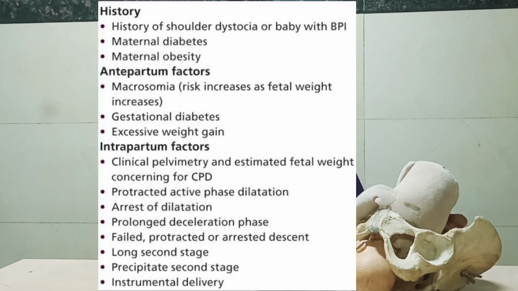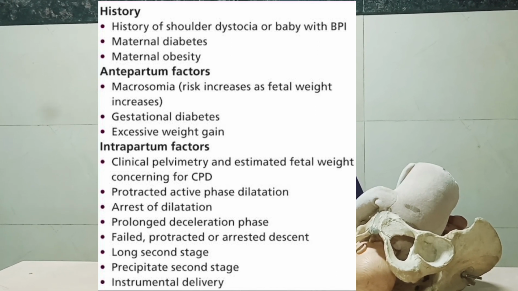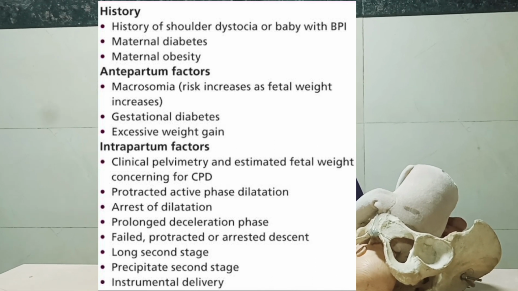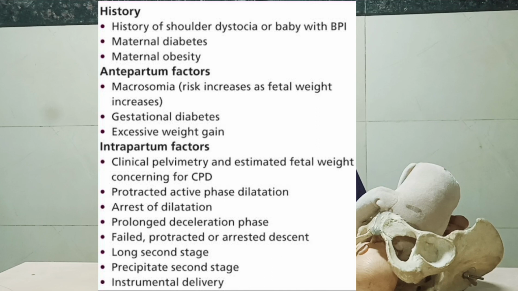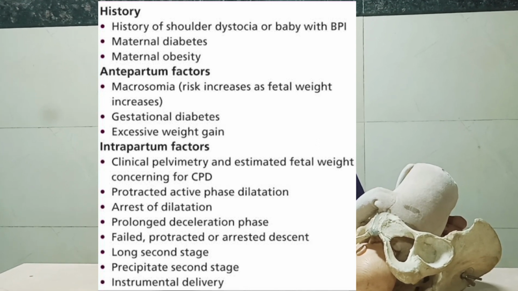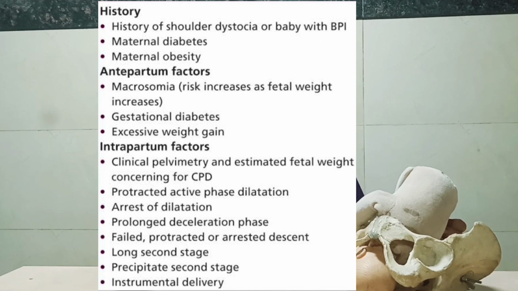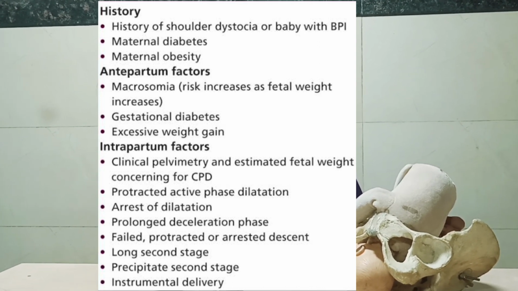The intrapartum risk factors can be prolonged first and second stage of labor, women who have undergone augmentation of labor or undue induction of labor, or women in whom assisted vaginal delivery or instrumental delivery has been tried. So, the diagnosis of shoulder dystocia is made by the following signs.